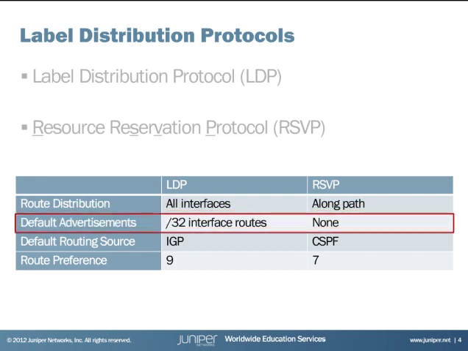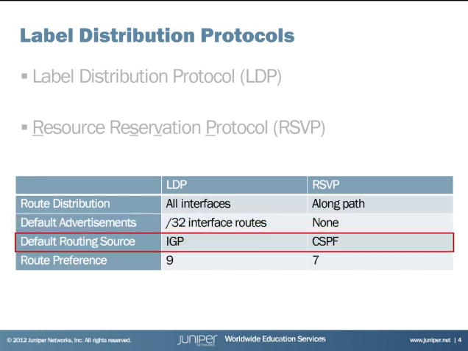Another big difference is that, by default, Junos advertises labels for all /32 interface routes via LDP. When combined with the behavior of flooding label mappings out all interfaces, this means that each router that runs LDP should automatically end up with LSPs to the loopback interface of every LDP speaker in the network. By contrast, Junos does not advertise any routes via RSVP by default. Rather, you must configure an RSVP LSP before Junos will create labels for the LSP.